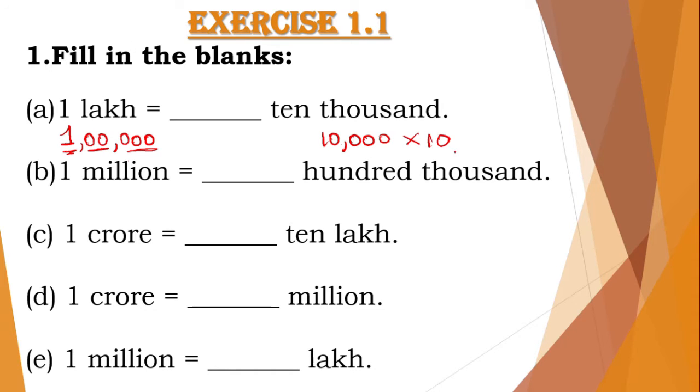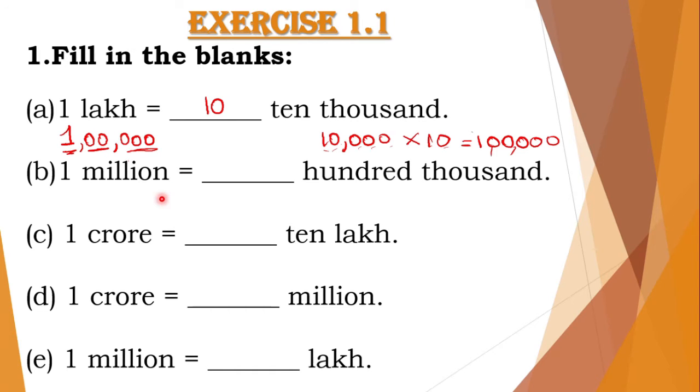Now, if we multiply it with 10, first we should ignore the zeros. So, 1, 2, 3, 4, 5. So, we have 5 zeros. These 5 zeros we will ignore and do 1 into 1. So, what is 1 into 1? It's 1 only. And now, if we add the 5 zeros, we will get 1 lakh. So, for 10,000, if we multiply by 10, we will get 1 lakh. So, 10 is our answer. 1 lakh is equal to 10 times 10,000.